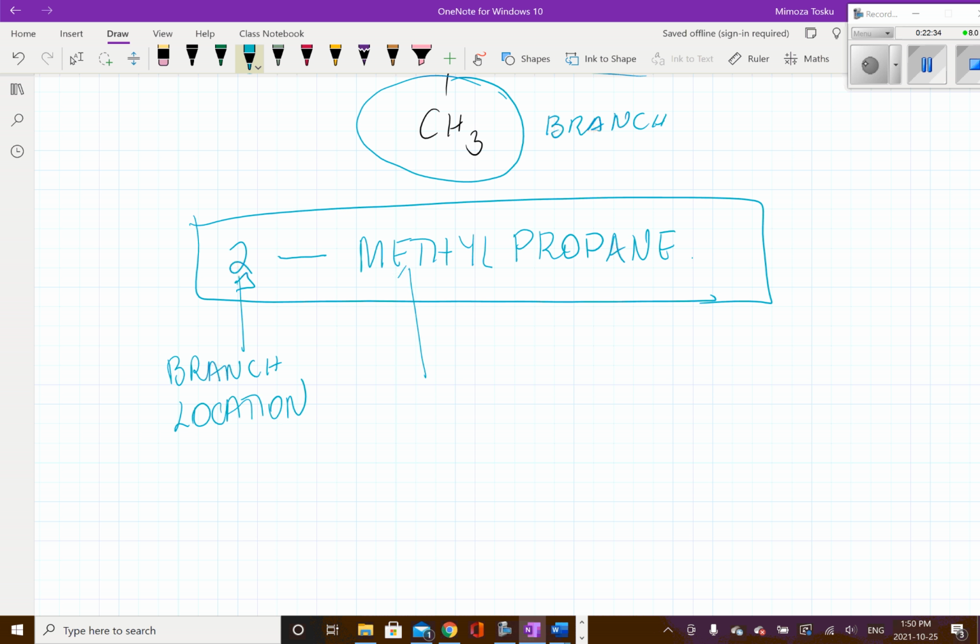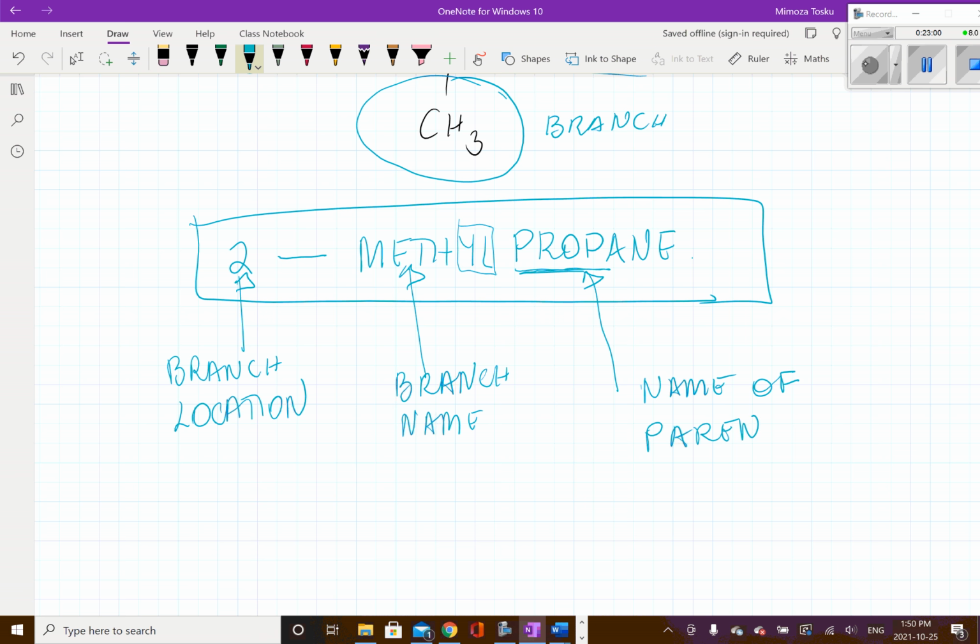The branch name. How many carbons do you have on that branch? Followed by -yl to identify that as a branch. And then prop is the name of the parent chain, let's say.